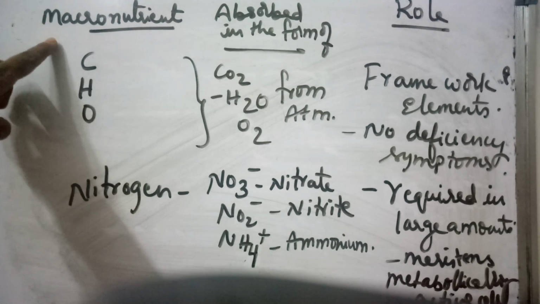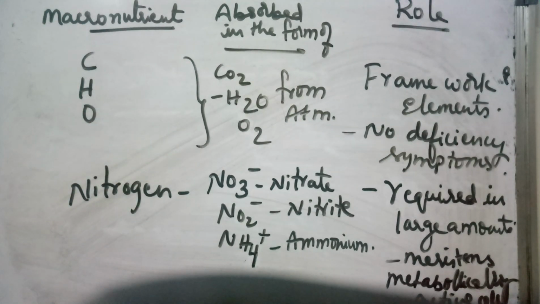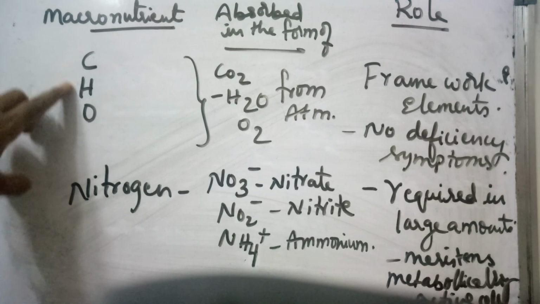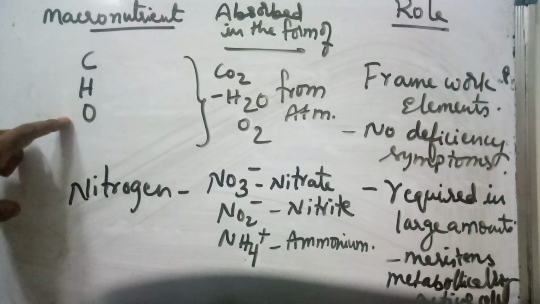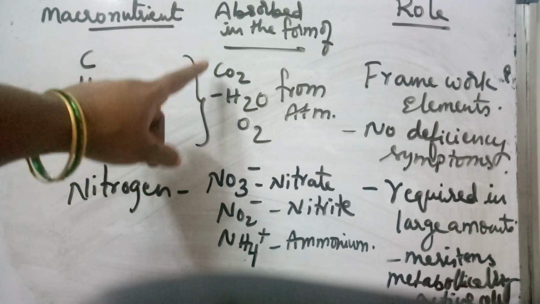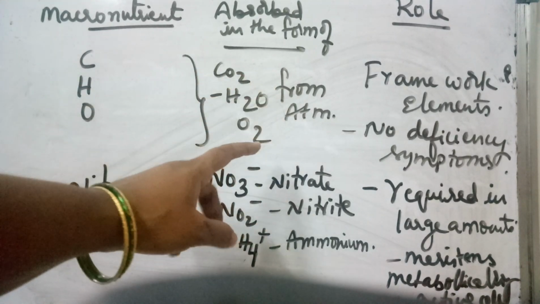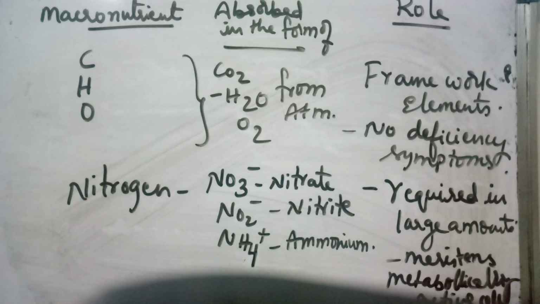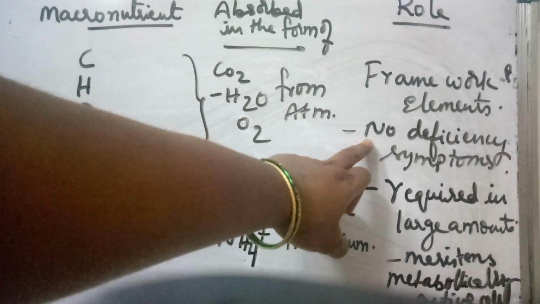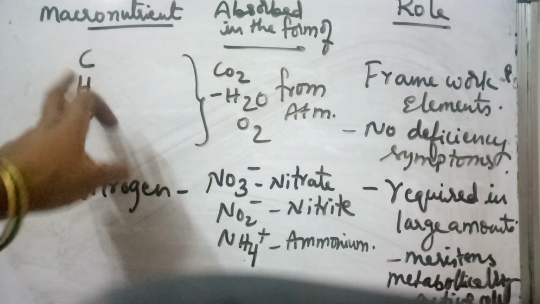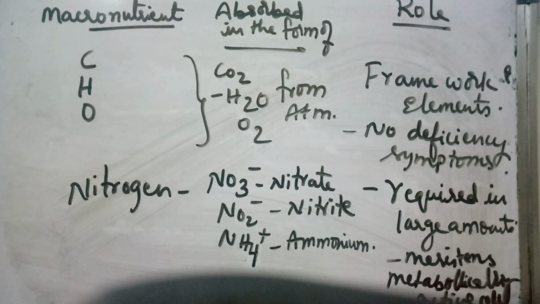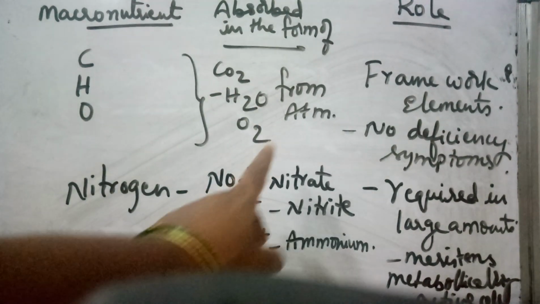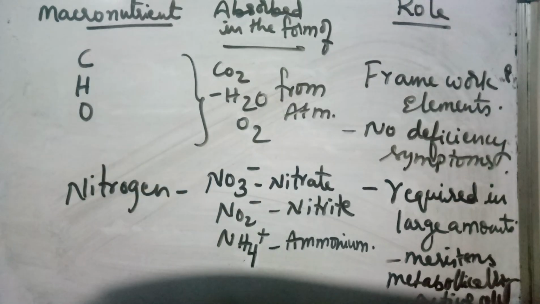First we will discuss macronutrients. Already we know that 9 macronutrients are present, including mineral and non-mineral elements. These 3 are non-mineral macronutrients: carbon, hydrogen, oxygen. These 3 are absorbed directly from the atmosphere in the form of carbon dioxide, water and oxygen. So there is no need of supplying these 3 elements, and there will be no deficiency symptoms, because they are completely available in the atmosphere and are taken very easily by the plant body.